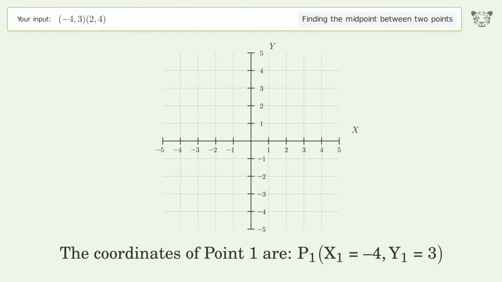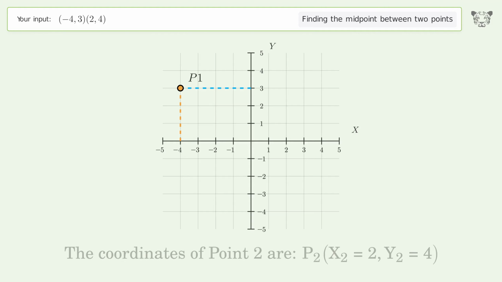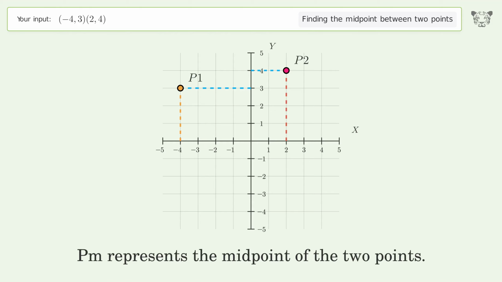The coordinates of point 1 are x1 equals -4, y1 equals 3. The coordinates of point 2 are x2 equals 2, y2 equals 4. PM represents the midpoint of the 2 points.